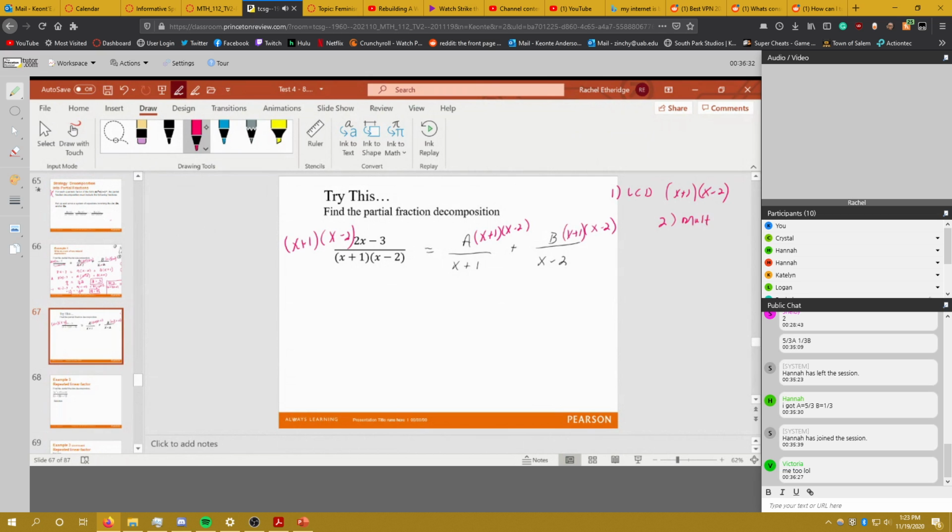So multiply both sides by the least common denominator, and then simplify. So when I simplify, I cancel this denominator completely out. And then over here, I can cancel out the x plus 1. And over here, I can cancel out the x minus 2.